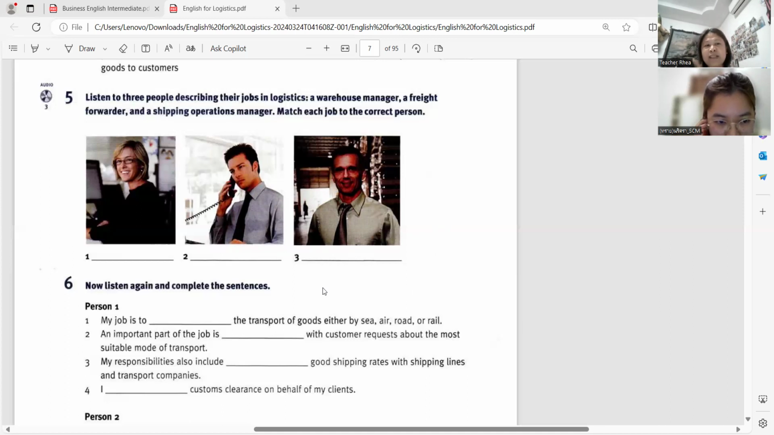So what is the job of person number 1? I think shipping operations manager. Yes, the shipping operations manager. This is your job, right? Yes, usually this is your job. Okay. So person number 1. Number 2. You think it's a shipping operations manager?